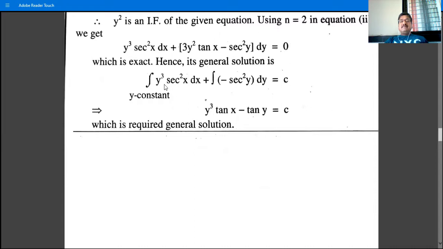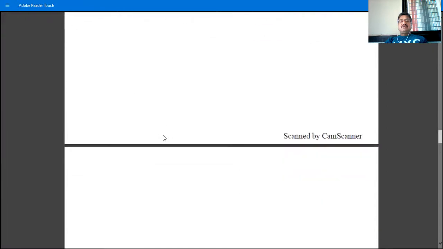Integration is with respect to x, dx means integration is with respect to x, y cube is constant. And what is the integration of sec square x? It is tan x, because the derivative of tan x is sec square x, minus this minus sign, and the integration of sec square y is tan y, because the derivative of tan y with respect to y is sec square y, equal to constant, and this is the general solution.